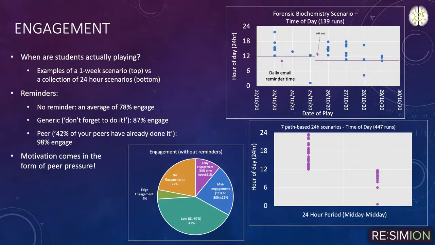If we use what we call peer reminders, where we remind students that they haven't taken it, but 42% of their peers already have taken it. And then you get another reminder the following day, 60% of your peers have already taken it. Don't forget to go and run through this scenario. What we see is engagement jumps up to 98%. So it's significantly different if you turn on reminders.